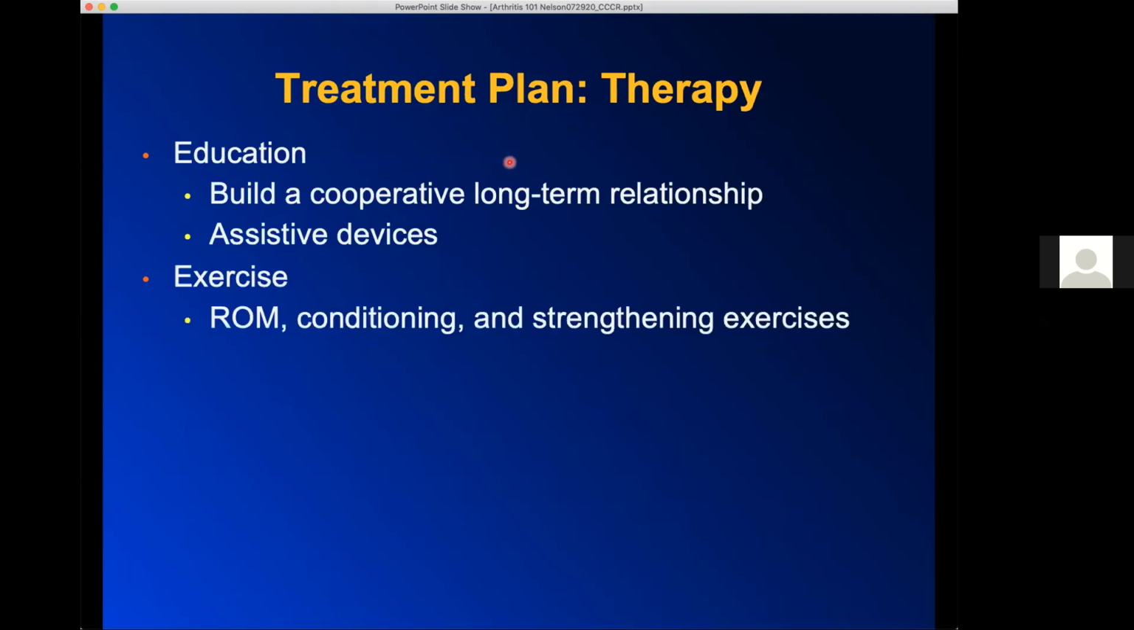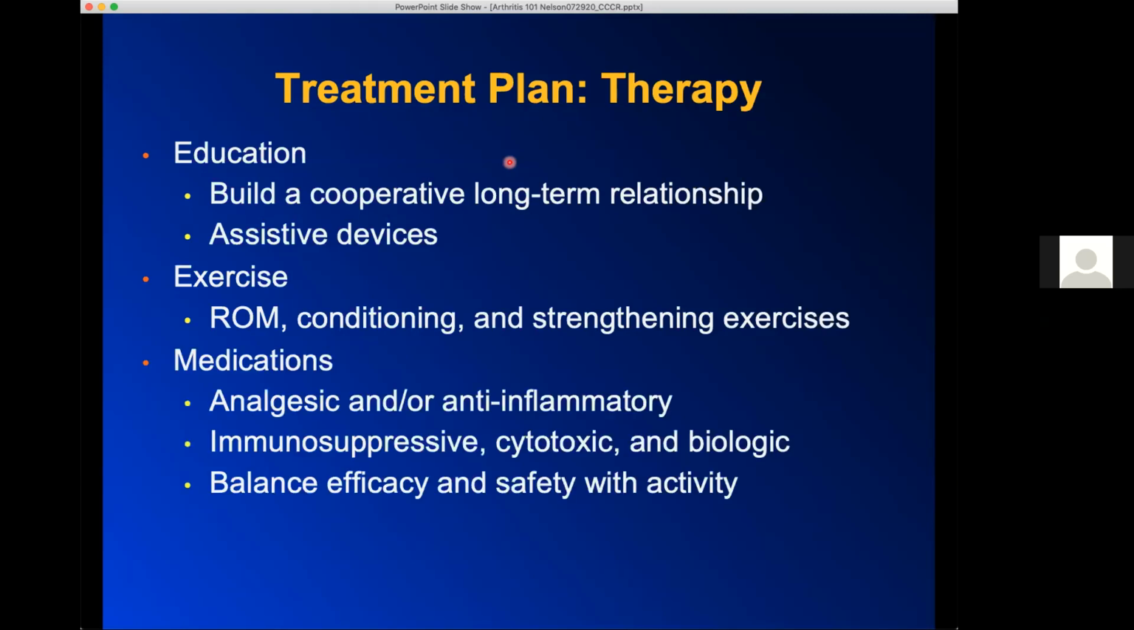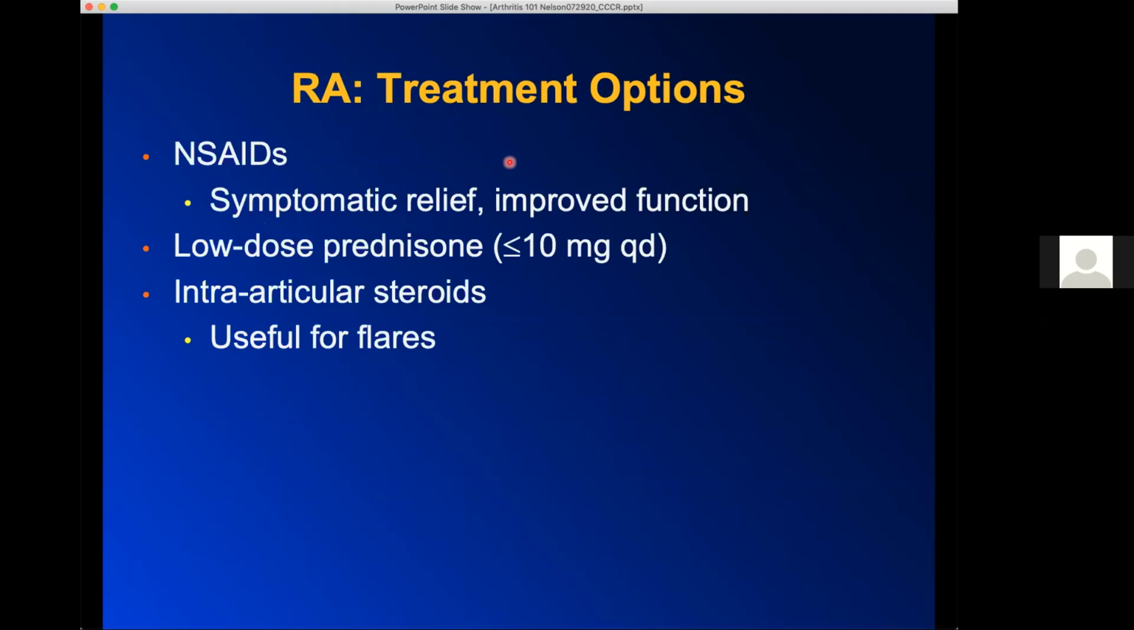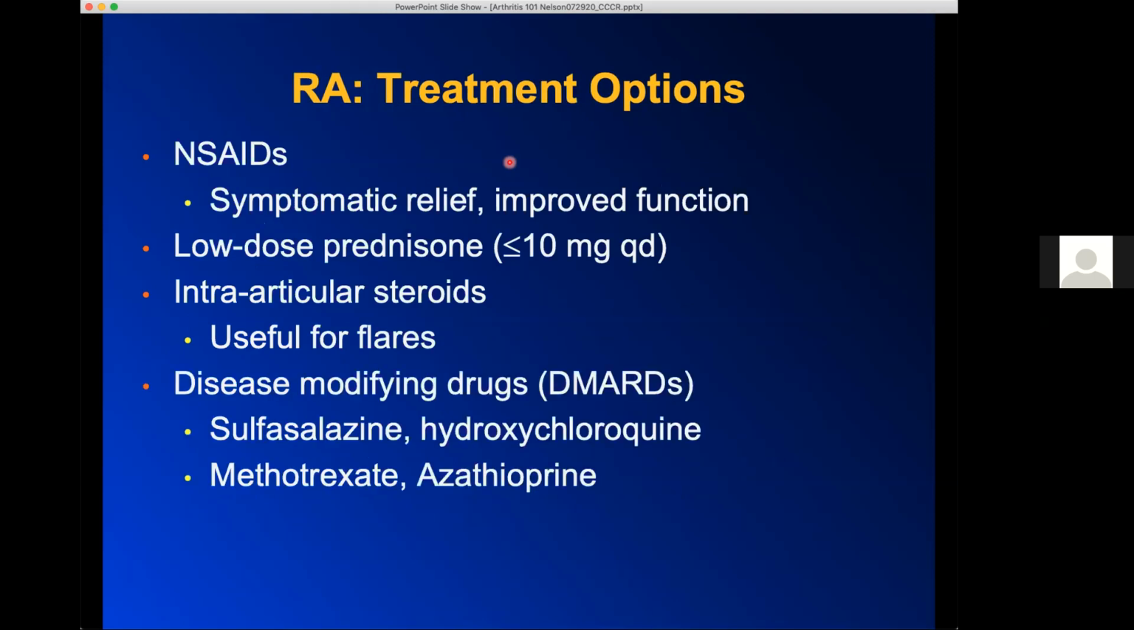Exercise is important again. Exercise is going to be important for all of these. So maintaining range of motion and strength can really help. And then there are a lot of medication options for rheumatoid arthritis in particular that I'll run through. So NSAIDs are still good, certainly for flares of disease or very early disease or different situations. We try to avoid prednisone, but low doses of prednisone can be extremely useful in certain circumstances. Intra-articular steroids work for RA as well as OA, especially if there's a single joint or a couple of joints that are really problematic. And then we have disease-modifying therapy for rheumatoid arthritis, which is really nice.